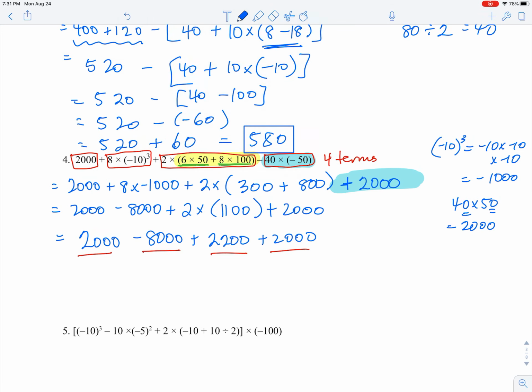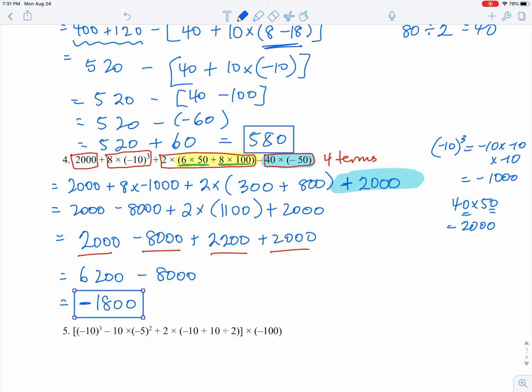And when I add this all together, 2,000 minus 8,000 is minus 6,000. Actually, I'm going to add up all the positive stuff first. So 2,000 plus 2,000 is 4,000, plus another 2,200 is 6,200 minus 8,000. The difference here between 62 and 80 is 18. So it's going to be 1,800, and it's going to be a negative answer. So minus 1,800.